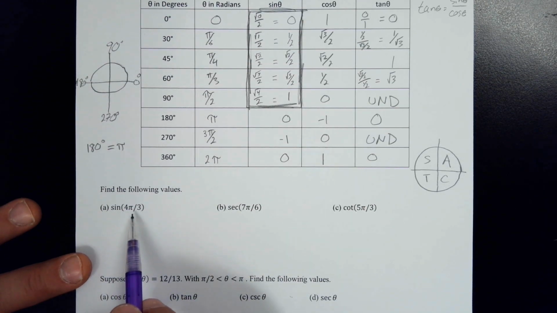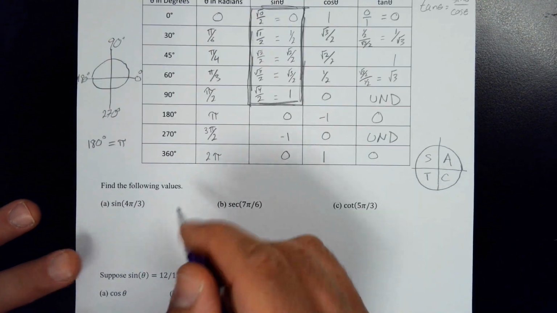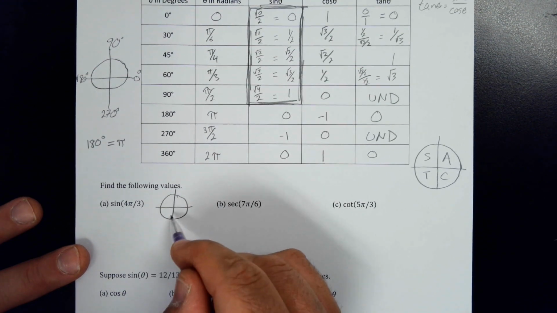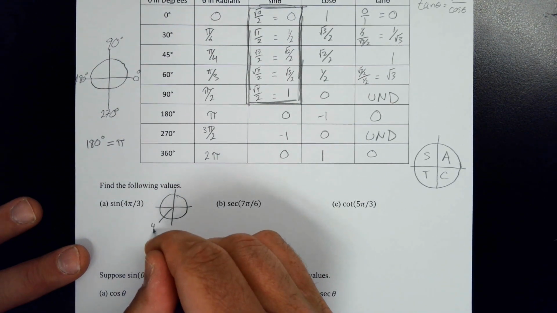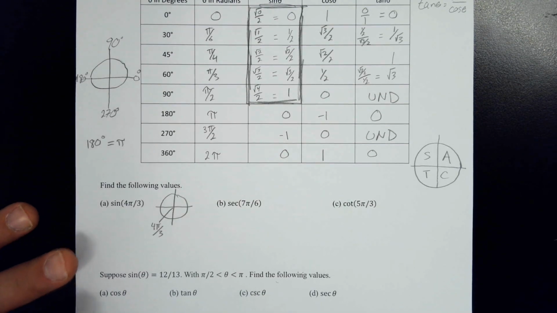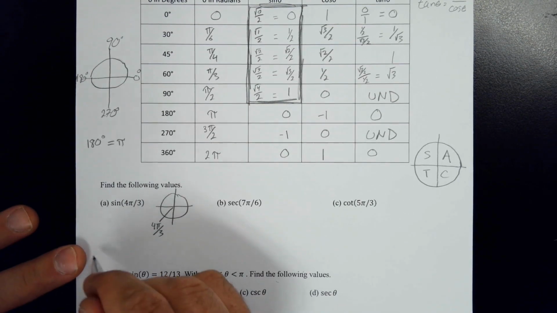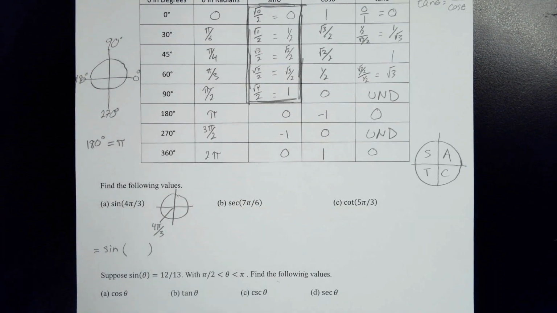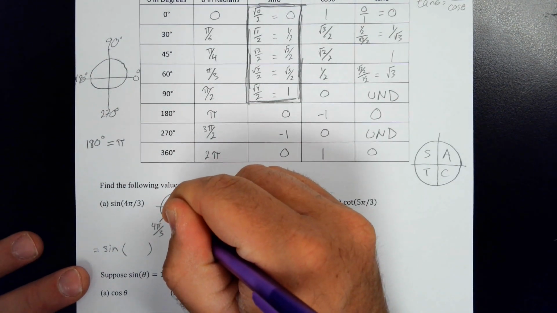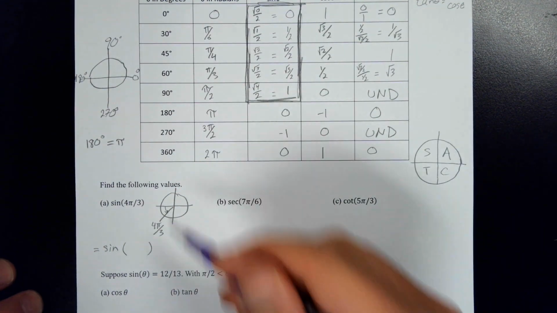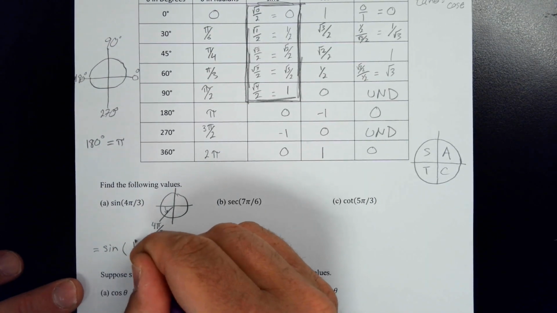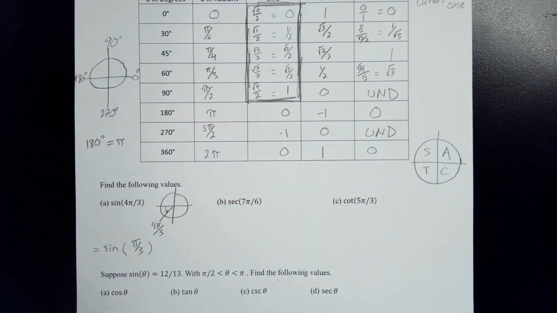So sine of 4 pi over 3, well, 3 pi over 3 would be right about here. So 4 pi over 3 in the unit circle would be past 3 pi over 3. That'd be right about there. Now the trick to these is that this is the same as sine of some reference angle, and the reference angle is whatever this angle makes with the x-axis. So this angle. Well, 3 pi over 3 would be pi, which is right here, so this must be the other pi over 3. They're always the same as their reference angle.